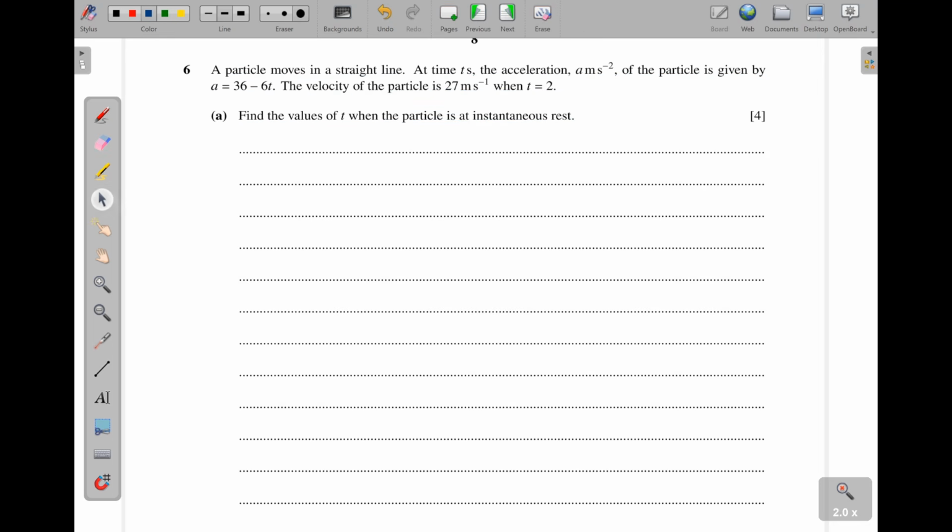So this is under variable acceleration. Therefore, we use differentiation and integration, not the other 3 equations of motion. Those ones we use when acceleration is constant: v is equal to u plus at, s is equal to ut plus a half at squared, and also v squared is equal to u squared plus 2as. We use them when acceleration is constant.